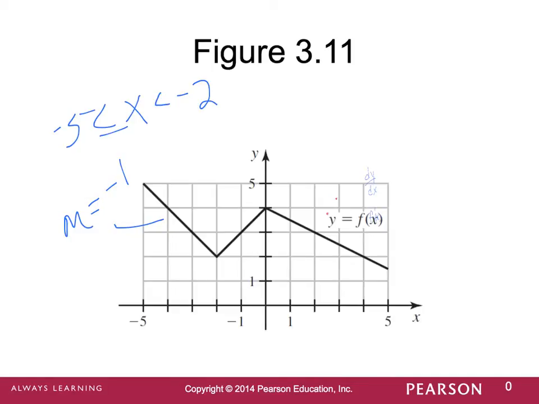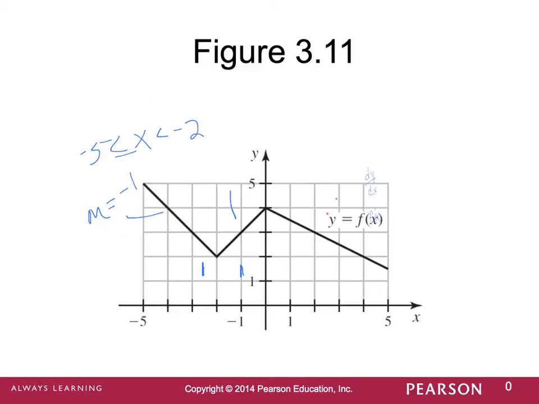Okay, so let's look at the next portion here. Looking from -2 up to 0, we see that we have a slope of +1. And so we transition from -1 to +1 at that x value of -2, and that's why we have a corner, and that's why we are not differentiable at that point, because our derivative is not continuous. All right, and then if we look at our last piece from 0 out to 5, we see that we have a slope of -1/2.